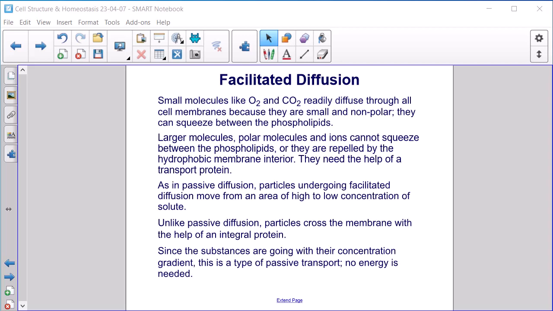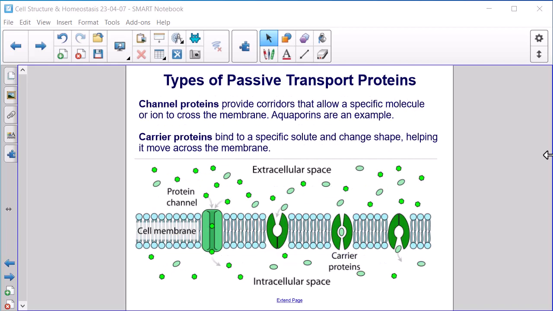Unlike passive diffusion, particles cross the membrane with the help of an integral protein. Since the substances are going with their concentration gradient, this is a type of passive transport. No energy is needed. Types of passive transport proteins. Channel proteins provide corridors that allow a specific molecule or ion to cross the membrane. Aquaporins are an example. Carrier proteins bind to a specific solute and change shape, helping it move across the membrane.